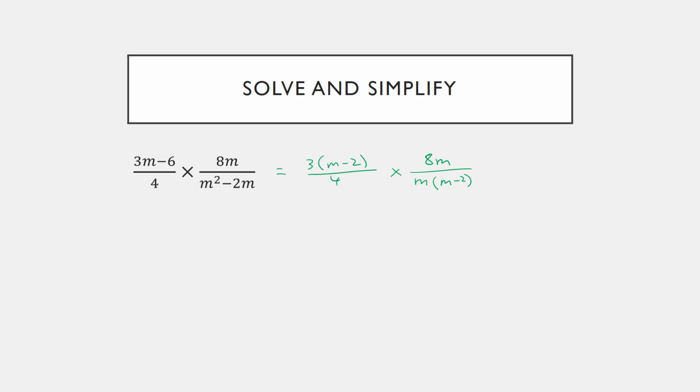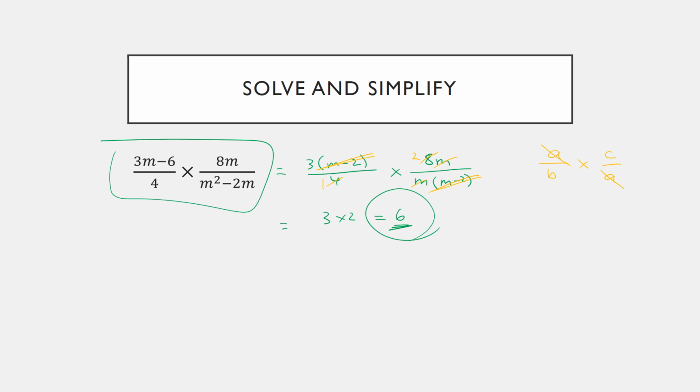So now we can cancel crossways. The m minus 2 is in both of these. Again, as I said before, if we had a fraction a over b times c over a, we could cancel these a's. So it's the same thing that's happening with m minus 2 here. We could also cancel these m's down, and we could also cancel the 4 and the 8, leaving 1 and 2. So that's going to then leave us with 3 times 2, which equals 6, and that's the simplification. So you can see here the whole point of this factorization that we've been doing is to get from a big expression like this to something much simpler like this one.